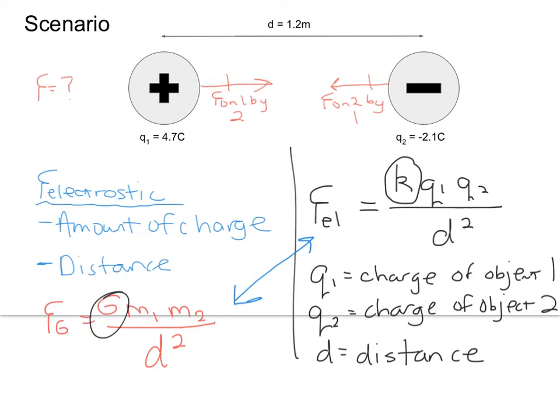This lowercase k is known as Coulomb's constant, and it's always, always, always going to be 8.99 times 10 to the 9th newton meter squared per coulomb squared. So k is always going to be that value for any problem we ever do.